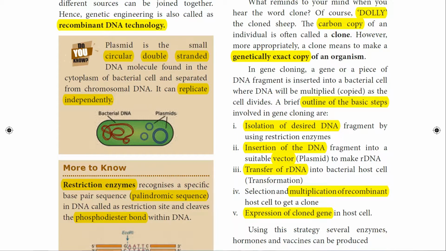So what are the basic steps involved in gene cloning? First we need to isolate the desired DNA. Whichever DNA we want to produce more of must be isolated from the desired organism's cell. That is the first step: isolation of the desired DNA fragment using restriction enzymes, which cut the DNA at specific sites. Then this isolated DNA fragment must be inserted into the vector. Here the vector is the plasmid of a bacterium. By inserting the fragment into the vector, we make rDNA or recombinant DNA.